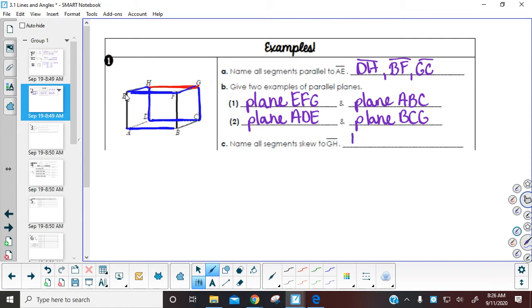So along the left-hand side, I have segment BA. I also have segment BE. I also have segment BF. And I have segment BC. So all of those segments would be considered skew.